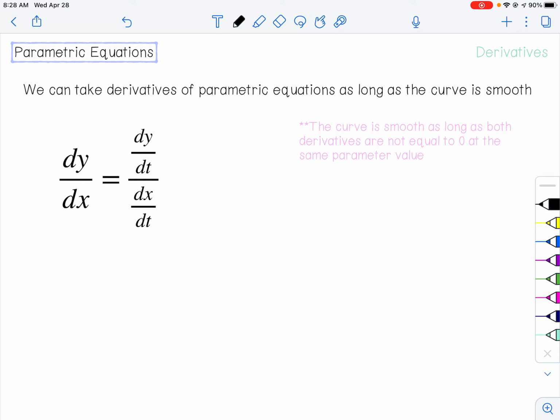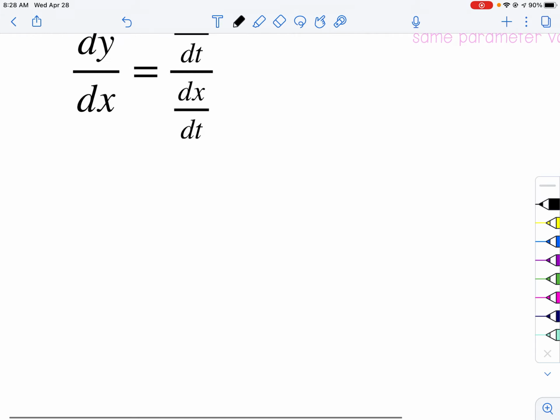And we can do this as long as the curve is what we call smooth, which means that both derivative values aren't equal to 0 at the same parameter value, because that's kind of like an indeterminate form, right? And it usually means that there's a cusp point on the graph there, so we don't like that as much. Now, the trickier part is finding second derivatives.